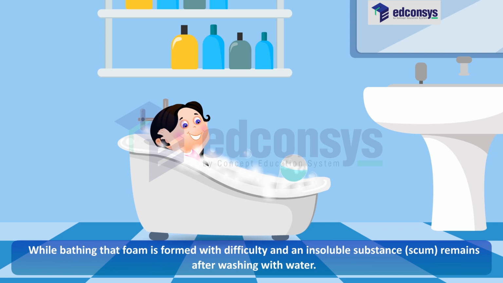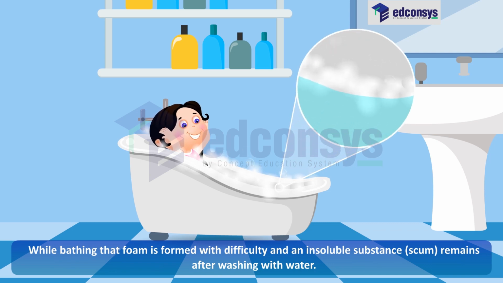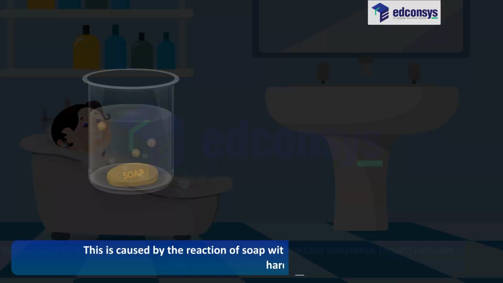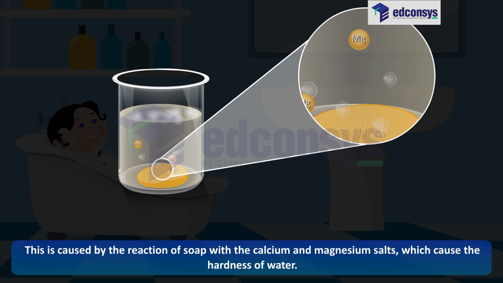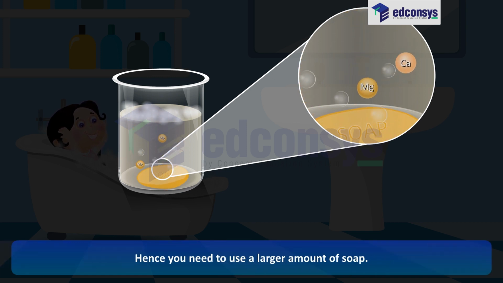While bathing, foam is formed with difficulty and an insoluble substance remains after washing with water. This is caused by the reaction of soap with the calcium and magnesium salts, which cause the hardness of water. Hence, you need to use a larger amount of soap.